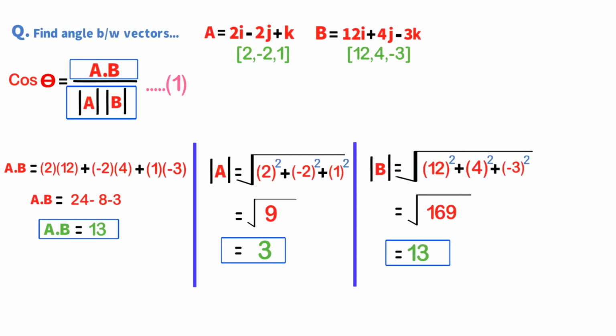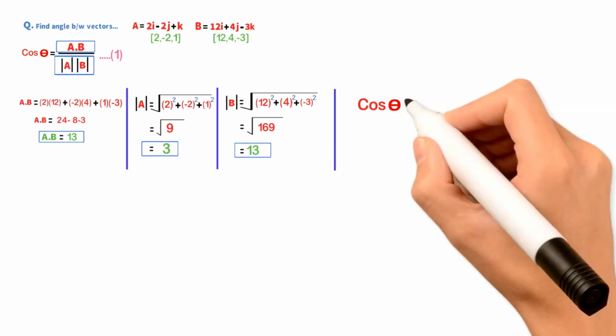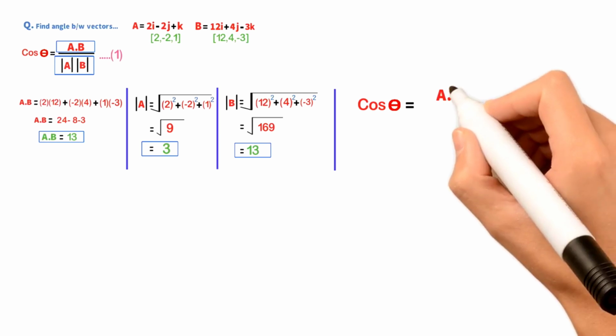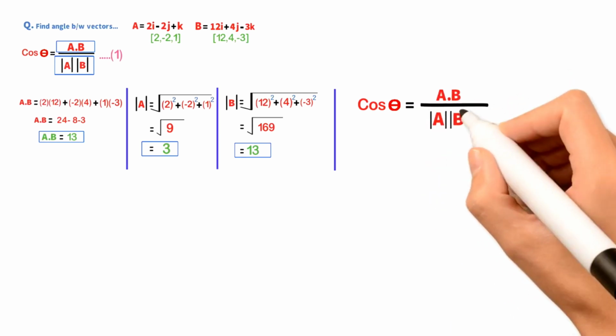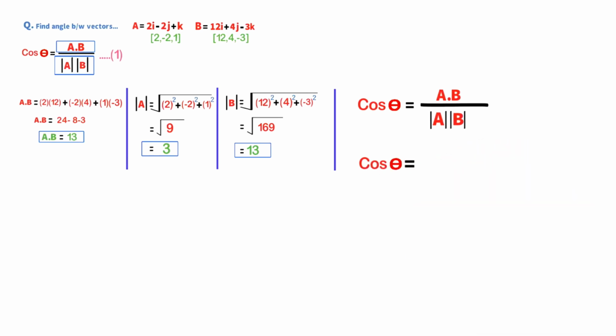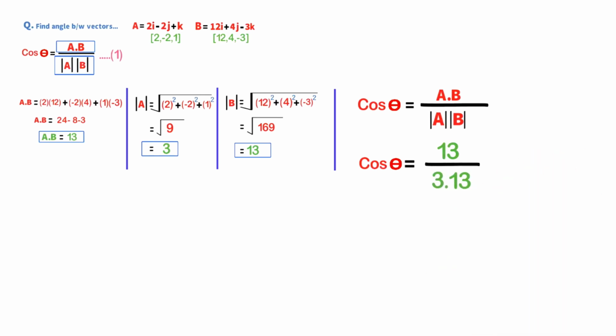Now I will again write equation 1. Cos theta is equal to the dot product of A and B divided by the magnitude of A times the magnitude of B, and cos theta is equal to, I know the dot product of A and B is 13, divided by the magnitude of vector A which is 3 and the magnitude of B which is 13, and 13 will cancel out, and I'm getting 1 divided by 3.